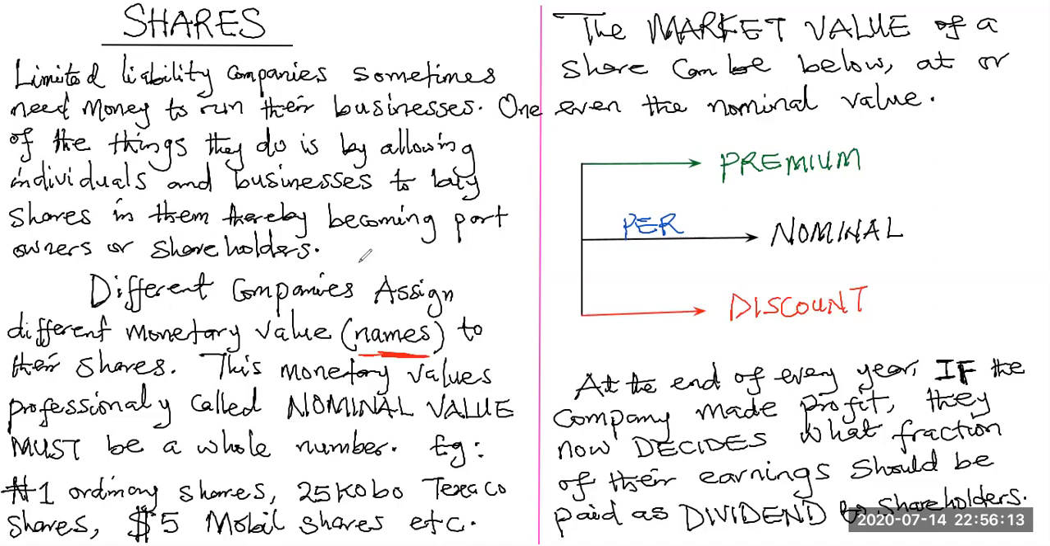As you can see on the board, shares arise as a result of companies that are looking for money to run their businesses, and in order to save them some stress, they look for people to invest in them by buying shares. When you buy a share, you become a part holder, or a part owner, what they call shareholders of that company.